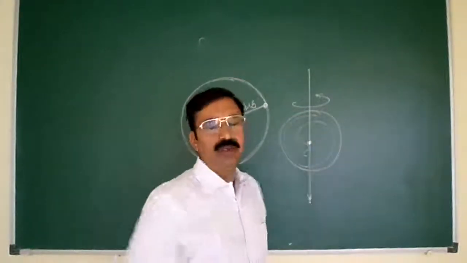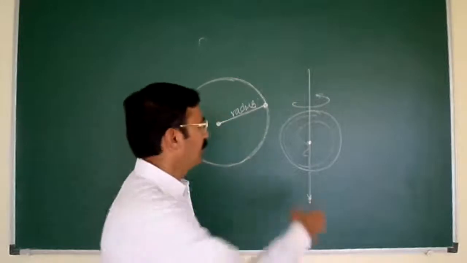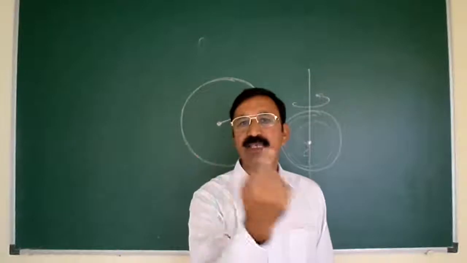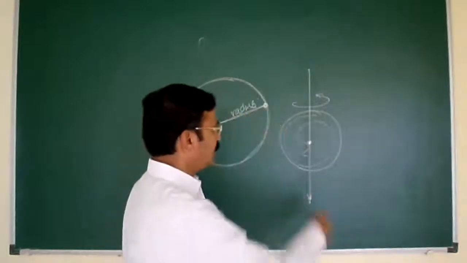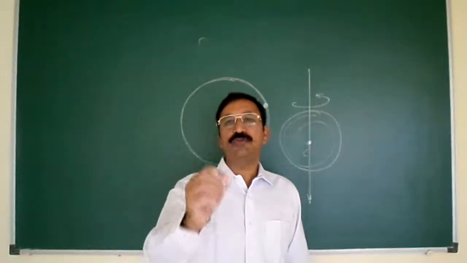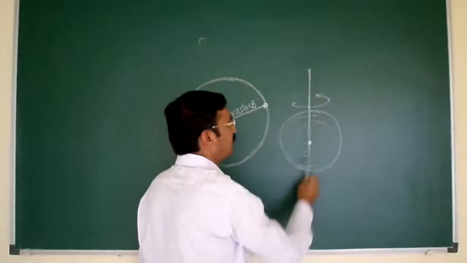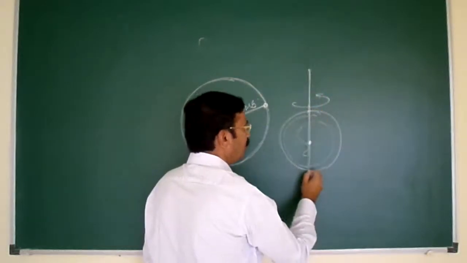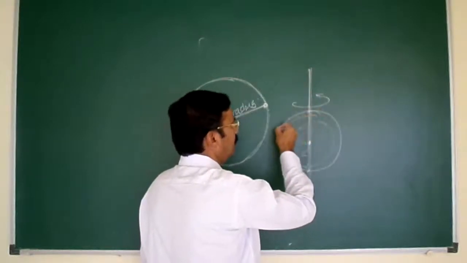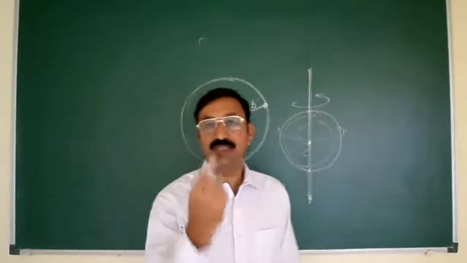As an example of rotational motion, take the Earth, which spins around itself. The spinning motion of the Earth is an example of rotational motion. The axis of rotation passes through the North Pole and South Pole, and Earth spins around itself. This is rotational motion.